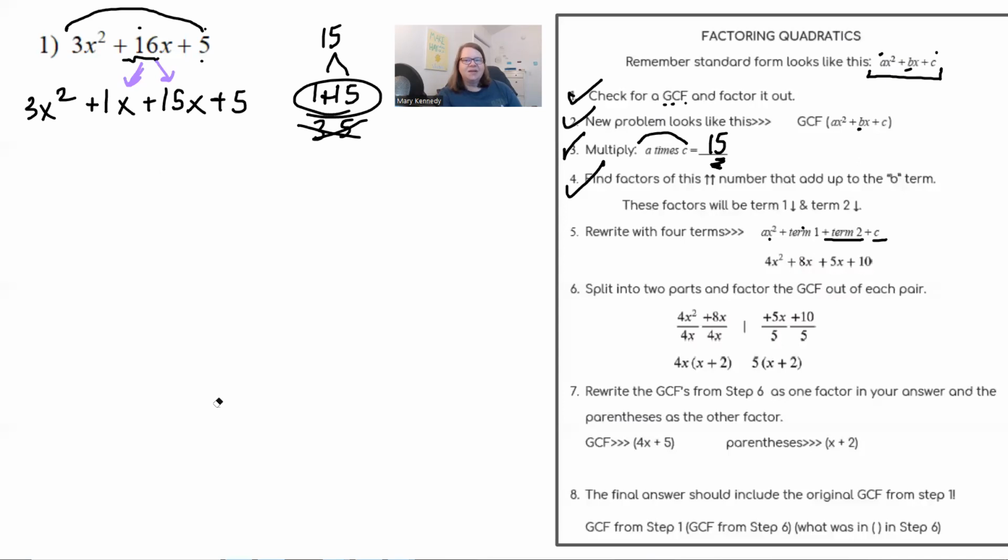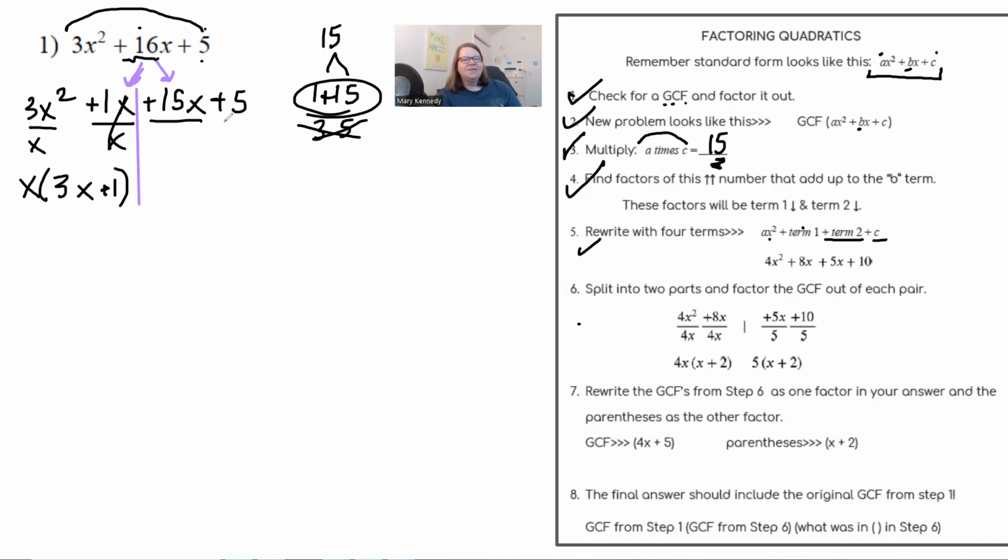And it makes it so that we can do step 6, which is to split this into 2 parts. So I'm going to draw a line down the middle. And now I'm going to just look for a greatest common factor on the first part, the first half. So this is step 6 here. For 3x squared and 1x, the numbers don't have anything in common, but they both have an x in them. So we can divide out 1x. And that leaves us with 3x squared divided by an x. That leaves us with 3x. And 1x divided by x is just 1, because we took the x out of both of those. So we have 1.